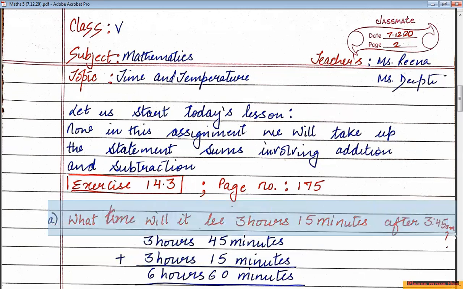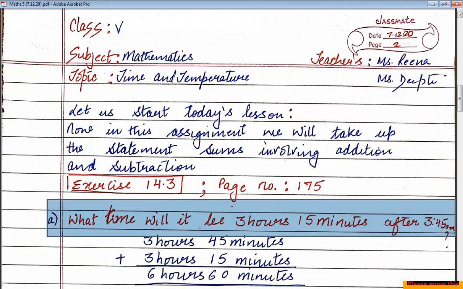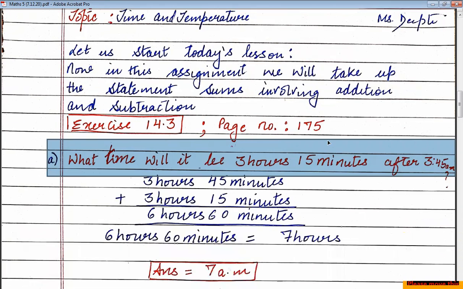3 hours 15 minutes after 3:45 a.m. Okay, children, what is the question? What time will it be? 3 hours 15 minutes after 3 hours 45 minutes. So 3:45 a.m. means 3 hours and 45 minutes. So now children, after means you have to calculate after. What will be time after this time?